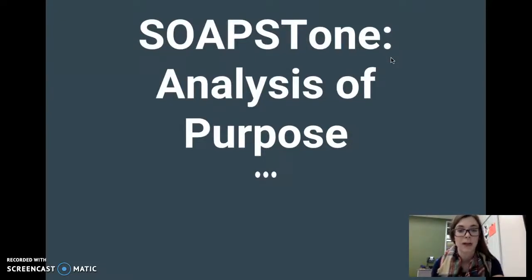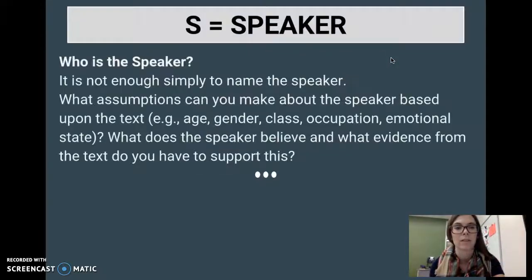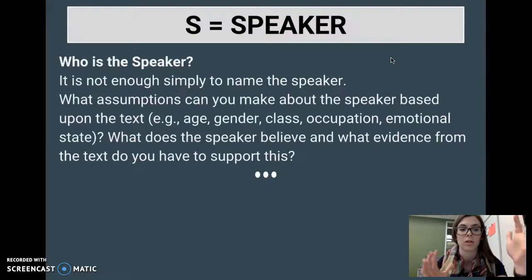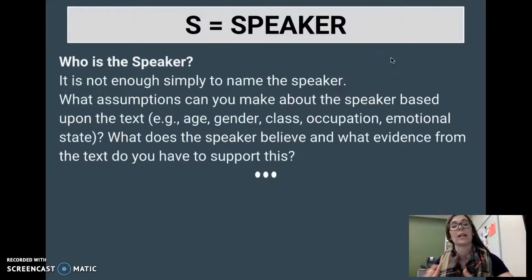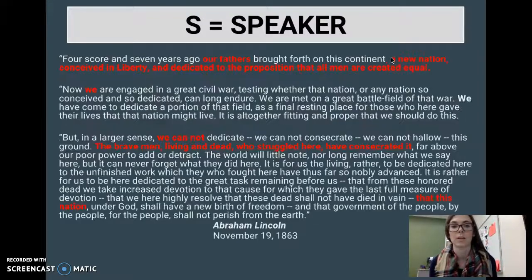So SOAPSTone is an acronym that stands for different elements that will help us develop our arguments and our speeches more effectively. So let's get started. The S in SOAPSTone stands for speaker. So you as the speaker, yes, you're important, but when we're observing other speeches, what assumptions can we make about the speaker based on their text or their speech, about their gender, their class, their emotional state, and what evidence do we have to support this? So when we're writing our own speeches, we're going to want to be conscious of what we are conveying about ourselves as people when we're giving our opening and closing statements.